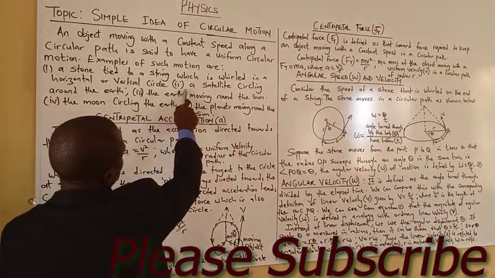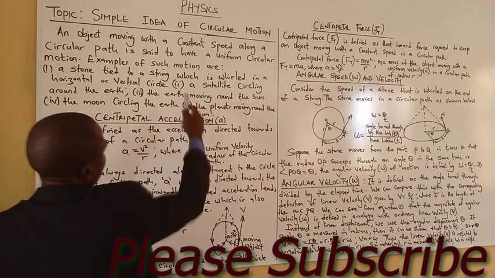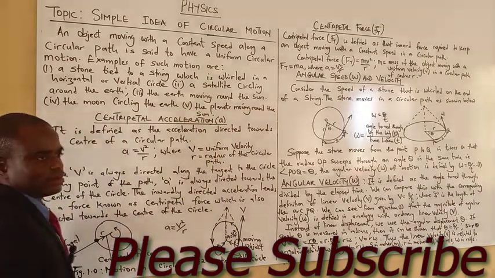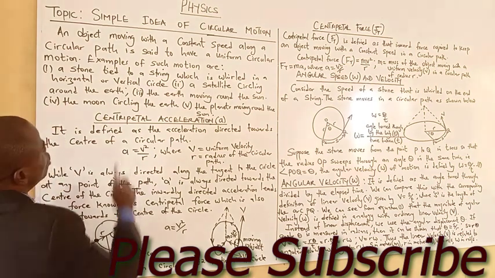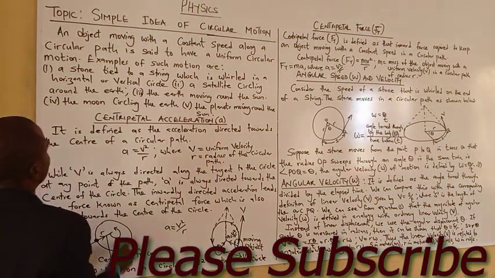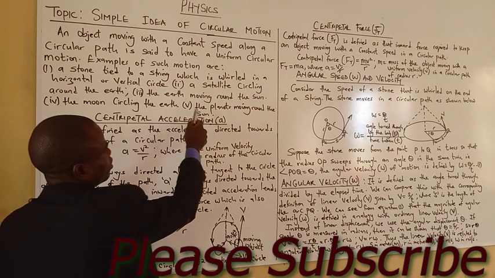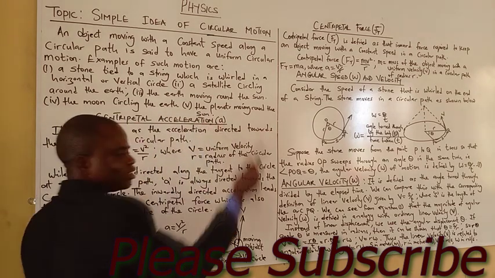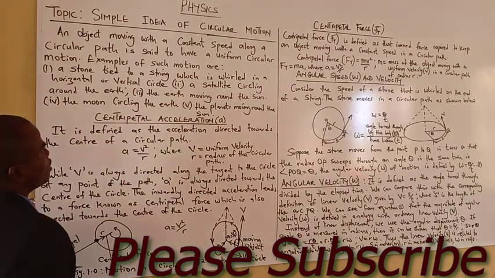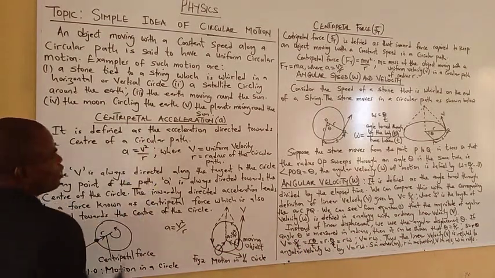If you have to list some examples, another one is a satellite circling around the earth. Another one, the earth moving around the sun. Another example, the moon circling the earth, the planet moving around the sun. Those are examples of circular motion. Now let's see centripetal acceleration.